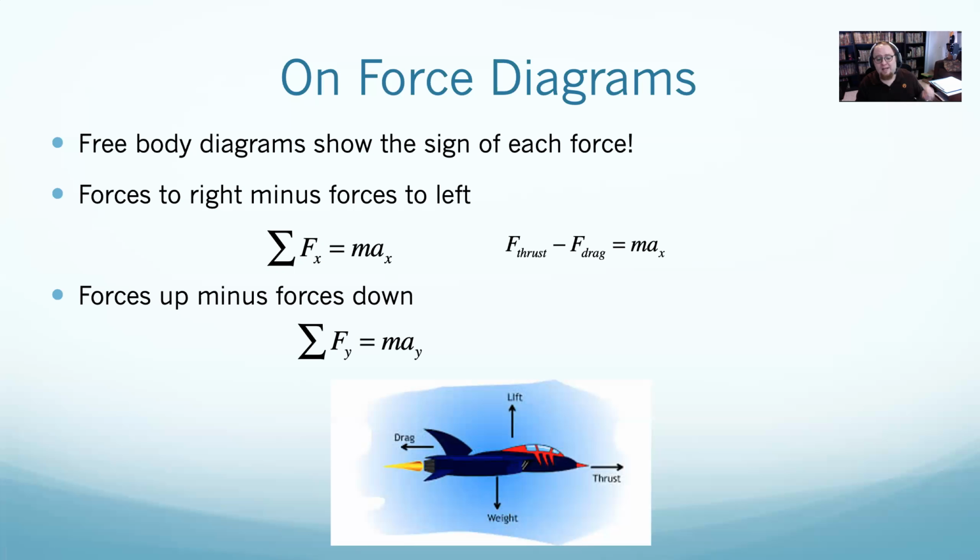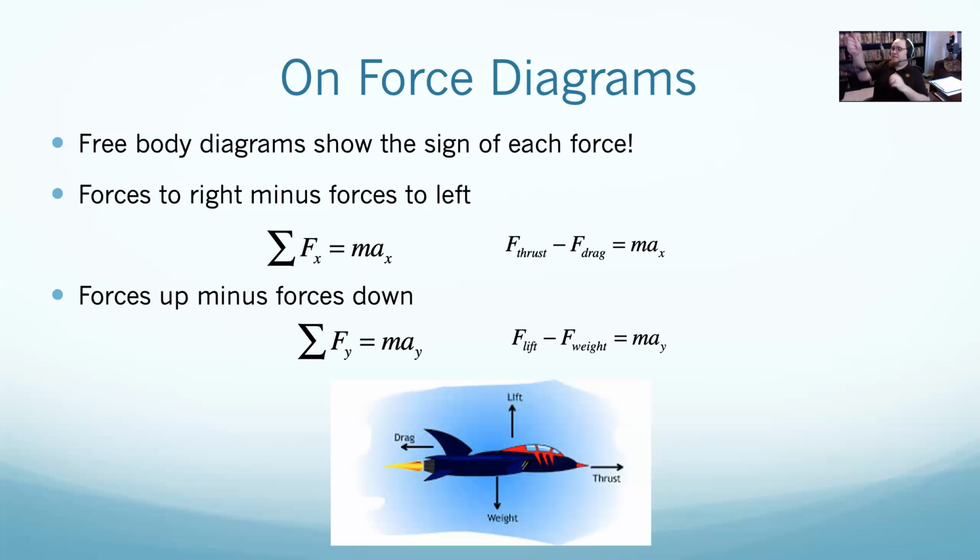Meanwhile, in y it will always be everything up minus everything down. And so you look at it and say, what points up? Lift. What points down? Weight. And so in y, it'll be F lift minus F weight equals ma y. And so that works really nice when you have everything straight along X or Y. Make sense so far?